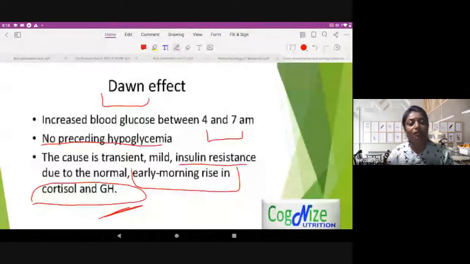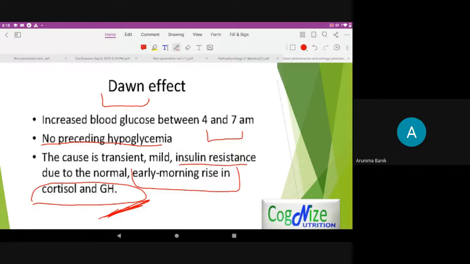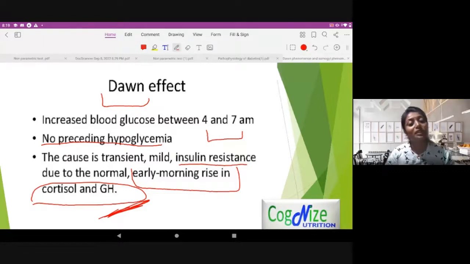But just imagine there is an adolescent child who is a DM1 patient. So what will happen? An adolescent child, which means that child will definitely have cortisol and GH getting released. Now, in a DM1 individual, do you experience any insulin rise or insulin surge? Insulin is absent. Absolutely absent. Okay, so the insulin is absent.